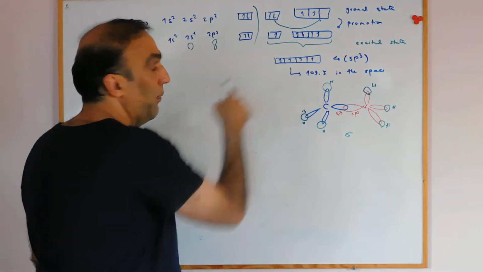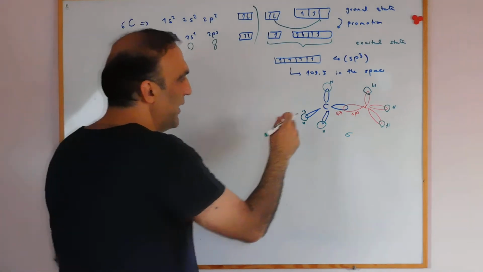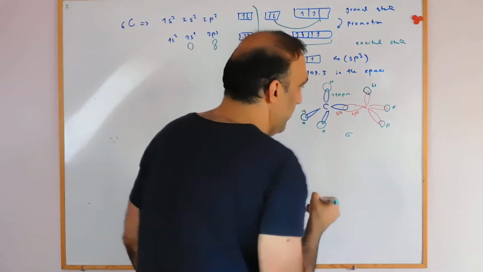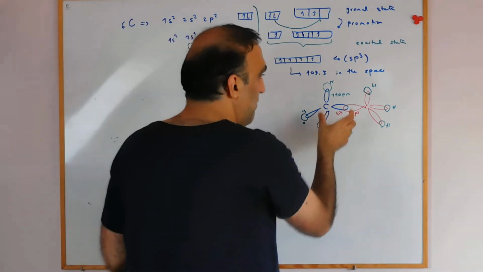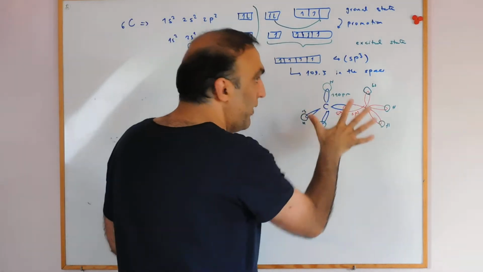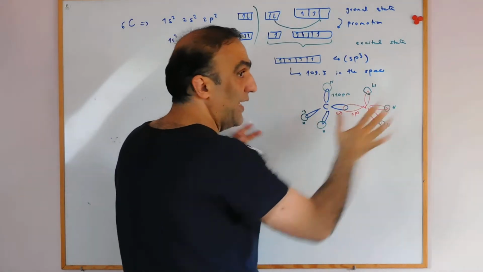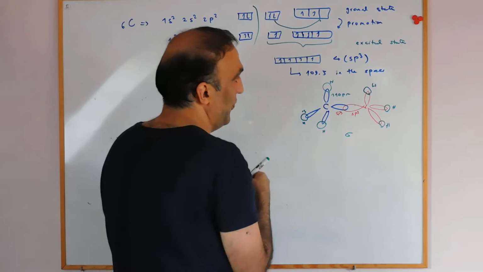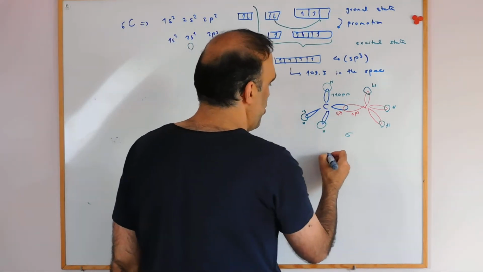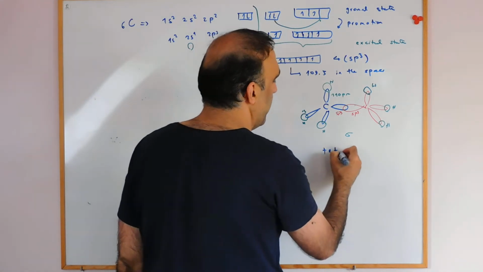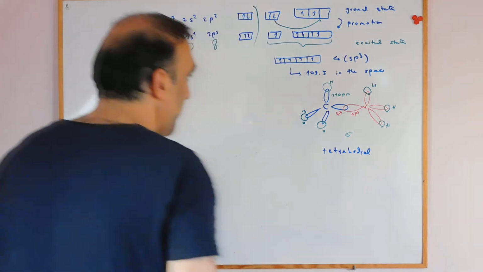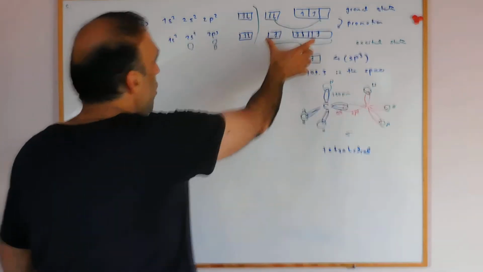The angle is 109.5. The carbon-hydrogen length is 110 picometers, and the carbon-carbon bond is around 154 picometers. All of these are sigma bonds and all are sp3. The geometry of the structure is tetrahedral. As you see, this is all hybridization.